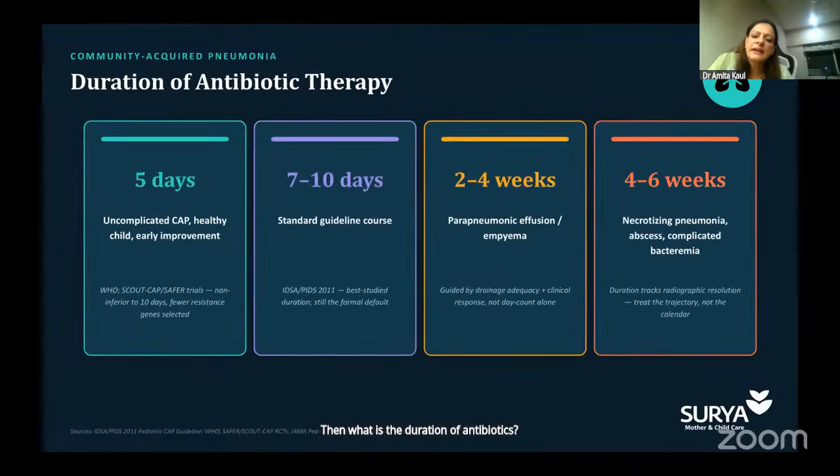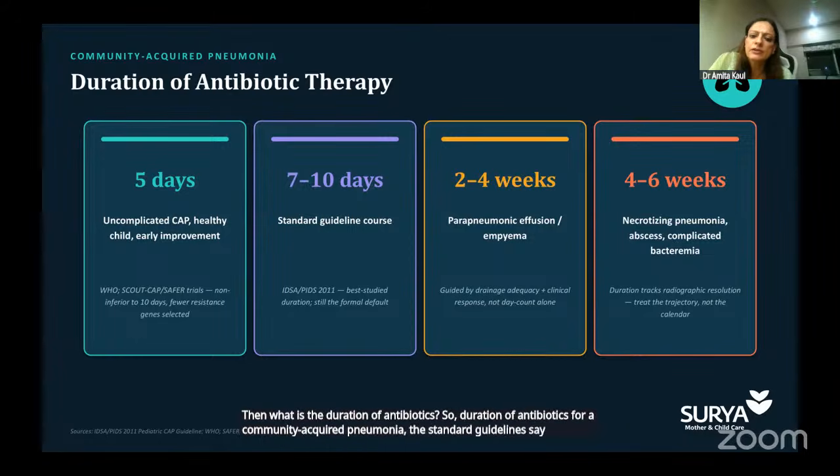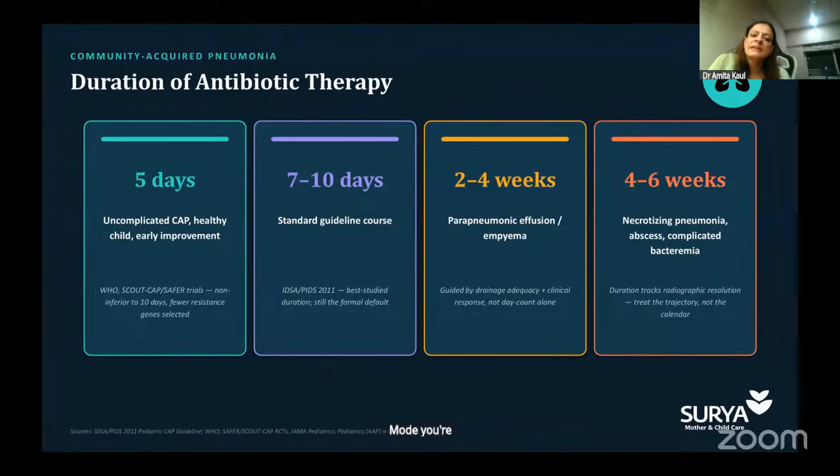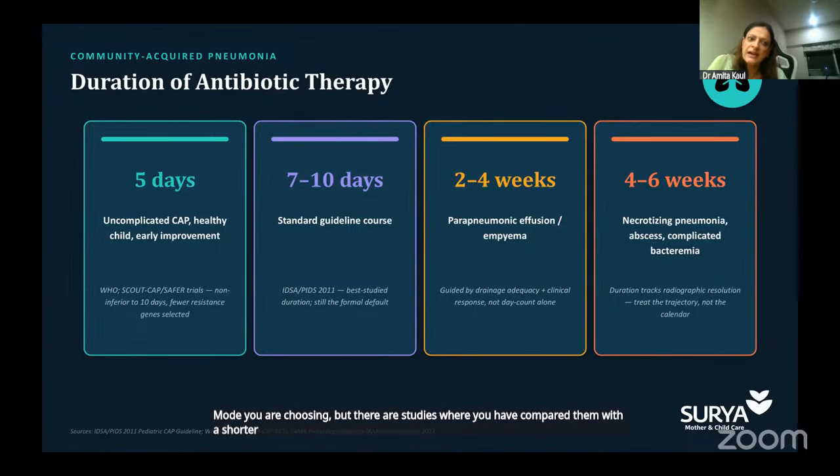So the duration of antibiotics for community acquired pneumonia, the standard guidelines say 7 to 10 days of oral or IV antibiotic, whatever the mode you're choosing. But there are studies where they have compared them with a shorter duration of antibiotics in uncomplicated pneumonia, a healthy child, early improvement. Even 5 days of antibiotics have been shown to be non-inferior to a longer course of 7 to 10 days.